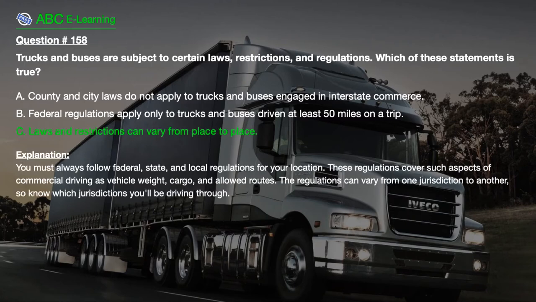The correct answer here, C. Laws and restrictions can vary from place to place. Explanation. You must always follow federal, state, and local regulations for your location. These regulations cover such aspects of commercial driving as vehicle weight, cargo, and allowed routes. The regulations can vary from one jurisdiction to another, so know which jurisdictions you'll be driving through.